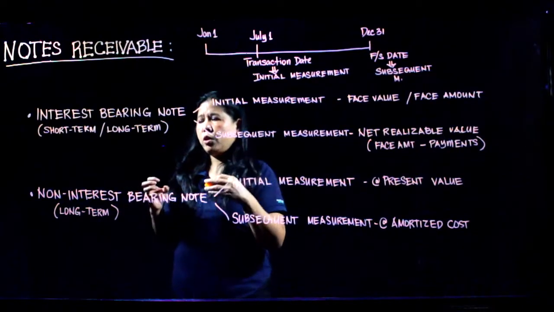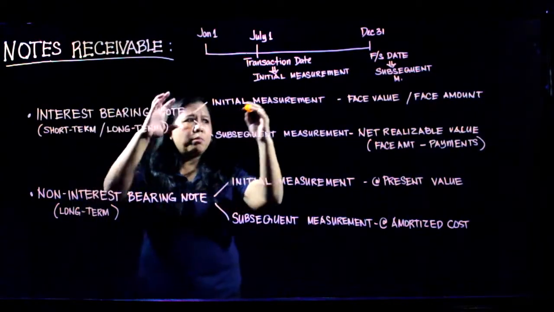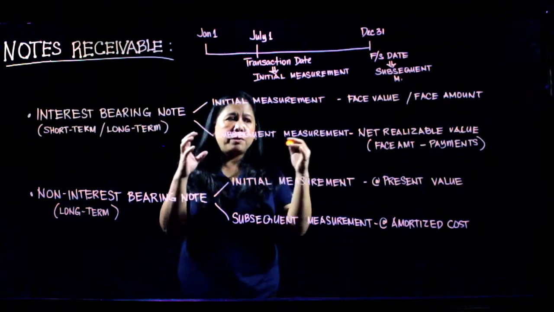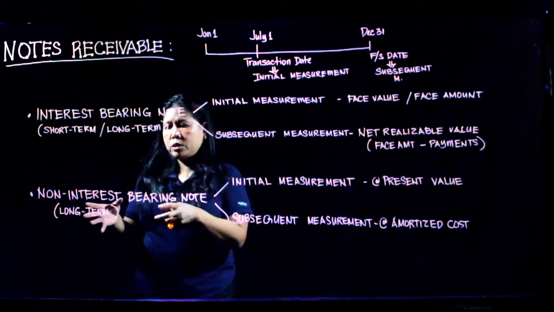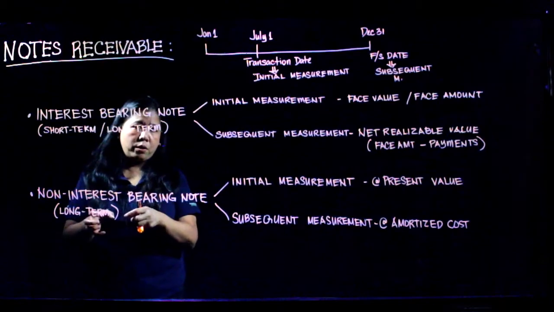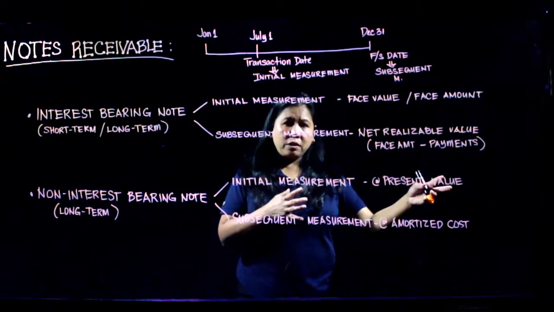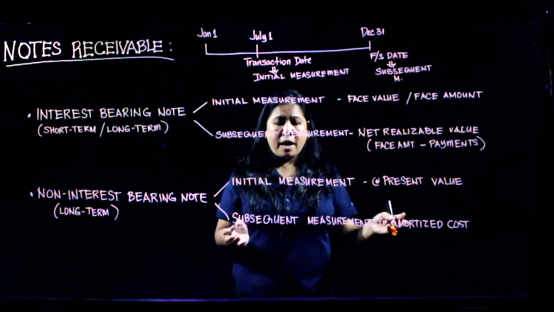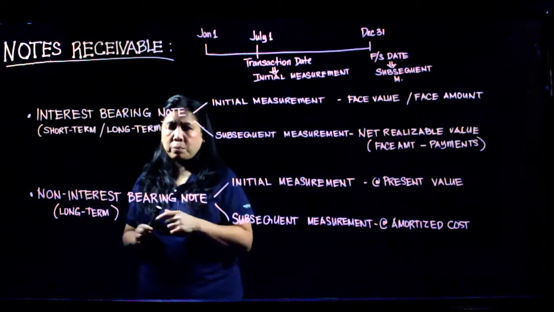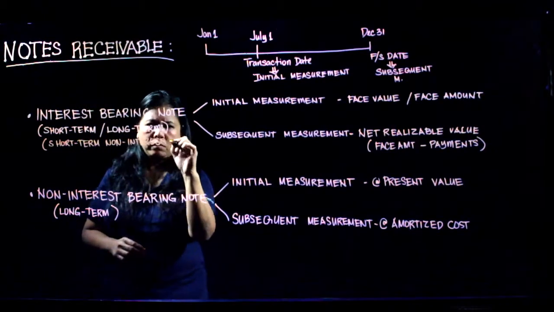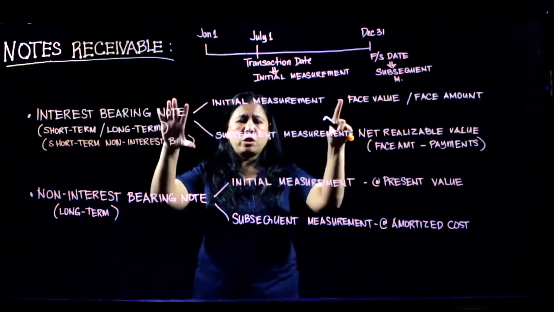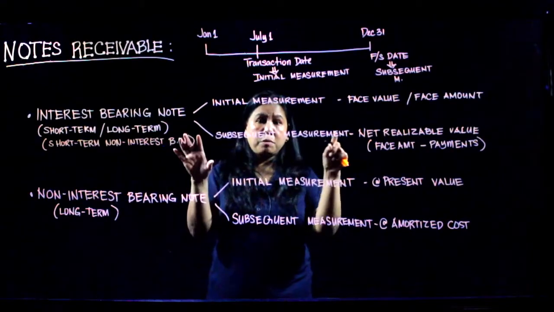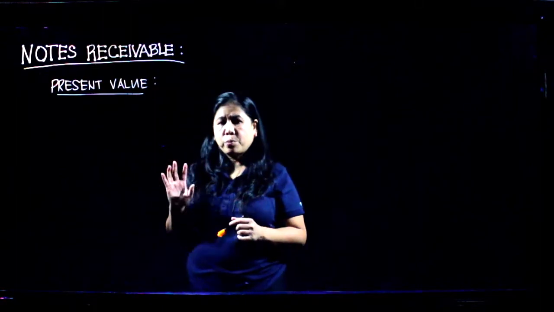The interest-bearing note, whether this is short-term or long-term, initial measurement will be at face value and subsequent measurement will be the net realizable value. Non-interest-bearing note only includes the long-term non-interest-bearing note. The initial measurement will be at present value and subsequent measurement will be at amortized cost. The short-term non-interest-bearing note includes the initial measurement of face value and the subsequent measurement of net realizable value.